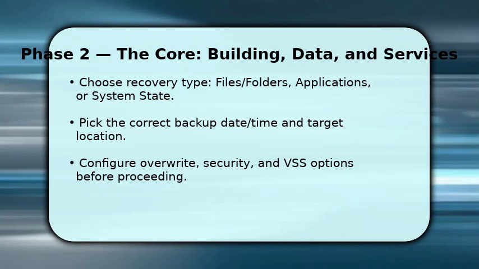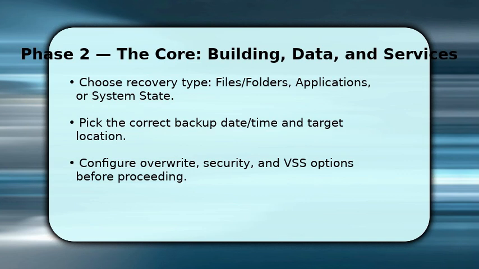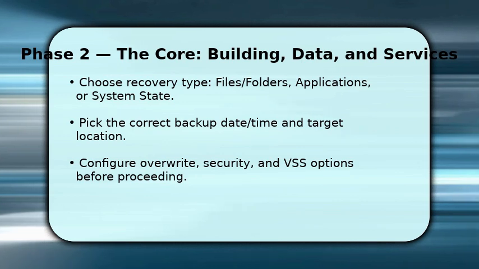Choose the recovery type, files and folders, applications, or system state, because each uses different restore paths and prerequisites. Then pick the exact backup date and time. Precision matters if you need a point-in-time recovery. Make sure the target location is correct, original location versus alternate.